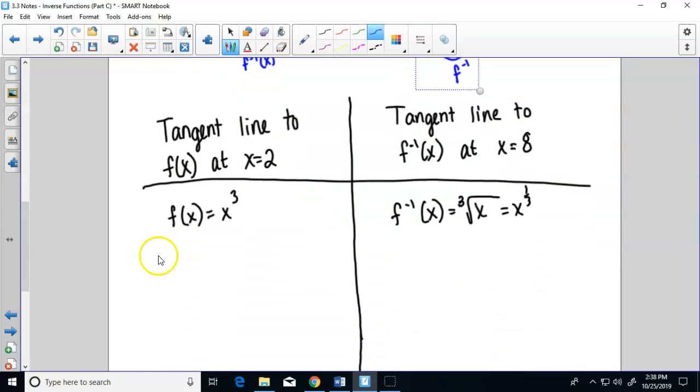We looked at linear functions at the beginning and we saw that our slopes were reciprocals of each other. So we can't look at the slope of x to the third for the whole entire function. But we can look at the slope of the tangent line at a point. So we're going to take our two equations, f and f inverse, and find the tangent line to f of x at x equals 2.